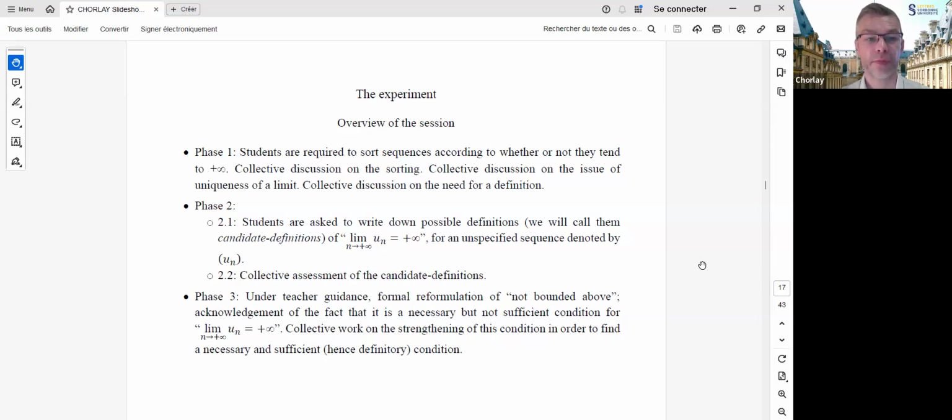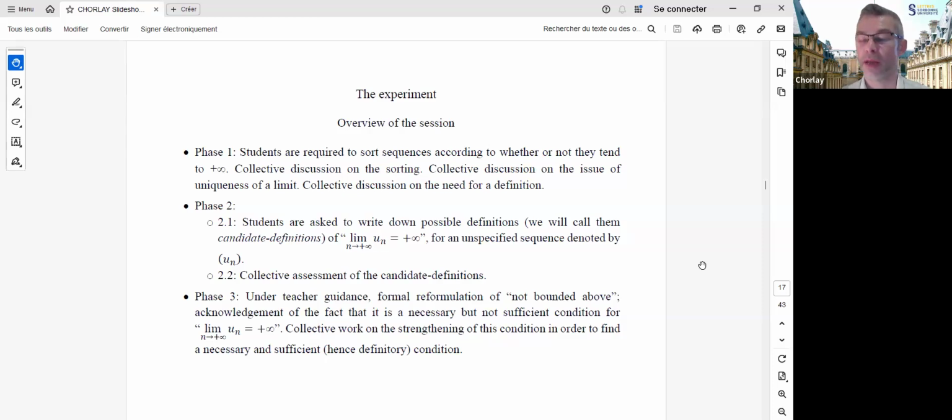So in the second phase, we first ask students to write down what they think could be a definition for tending to positive infinity. In France, sequences are used, while in the Anglo-Saxon world, they're usually x's. I don't think it makes a big difference. And then the second phase bears on the collective assessment of the candidate definitions.